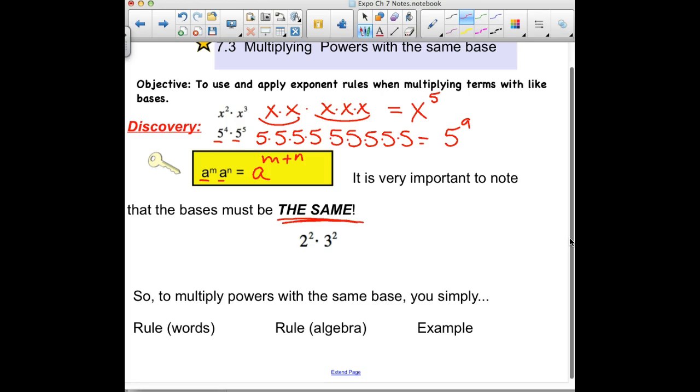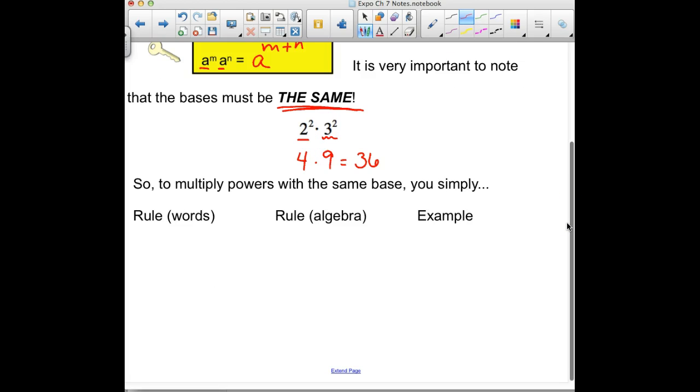All right, it is important that those bases are the same. So in this example, we have 2 squared times 3 squared. We have 2 different bases. They don't match. We can still do the problem. We could take 2 squared and say that's 4, and 3 squared is 9, and multiply it that way. But there are no shortcuts or exponent rules that we can follow to do that type of question.